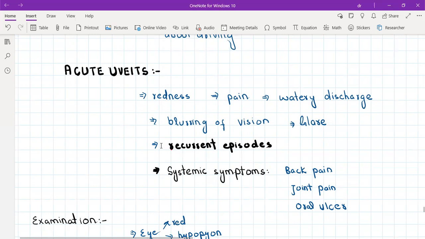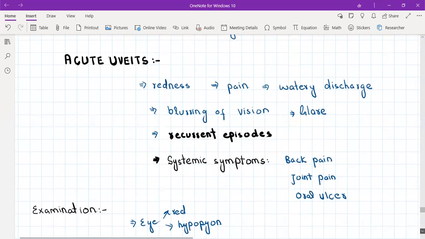In case of acute uveitis, the patient will have recurrent episodes. So there is a history of recurrent episodes and systemic symptoms, because acute uveitis is usually related to some underlying disease, like for example, ankylosing spondylitis, rheumatoid arthritis, and things like that. So you will ask about systemic symptoms like back pain, joint pain, oral ulcer. So autoimmune disease and acute uveitis have a very strong correlation. So you might find these points in the history. There will be a history of recurrent episodes.